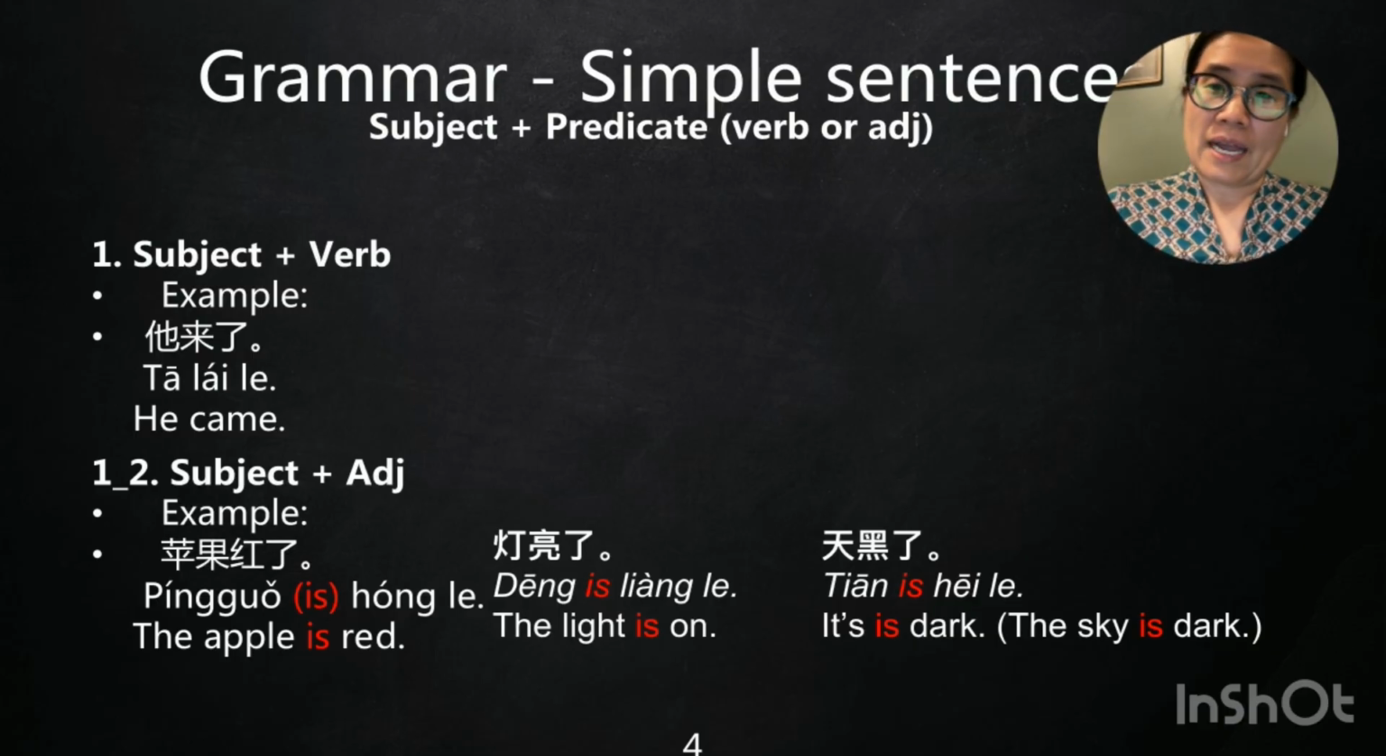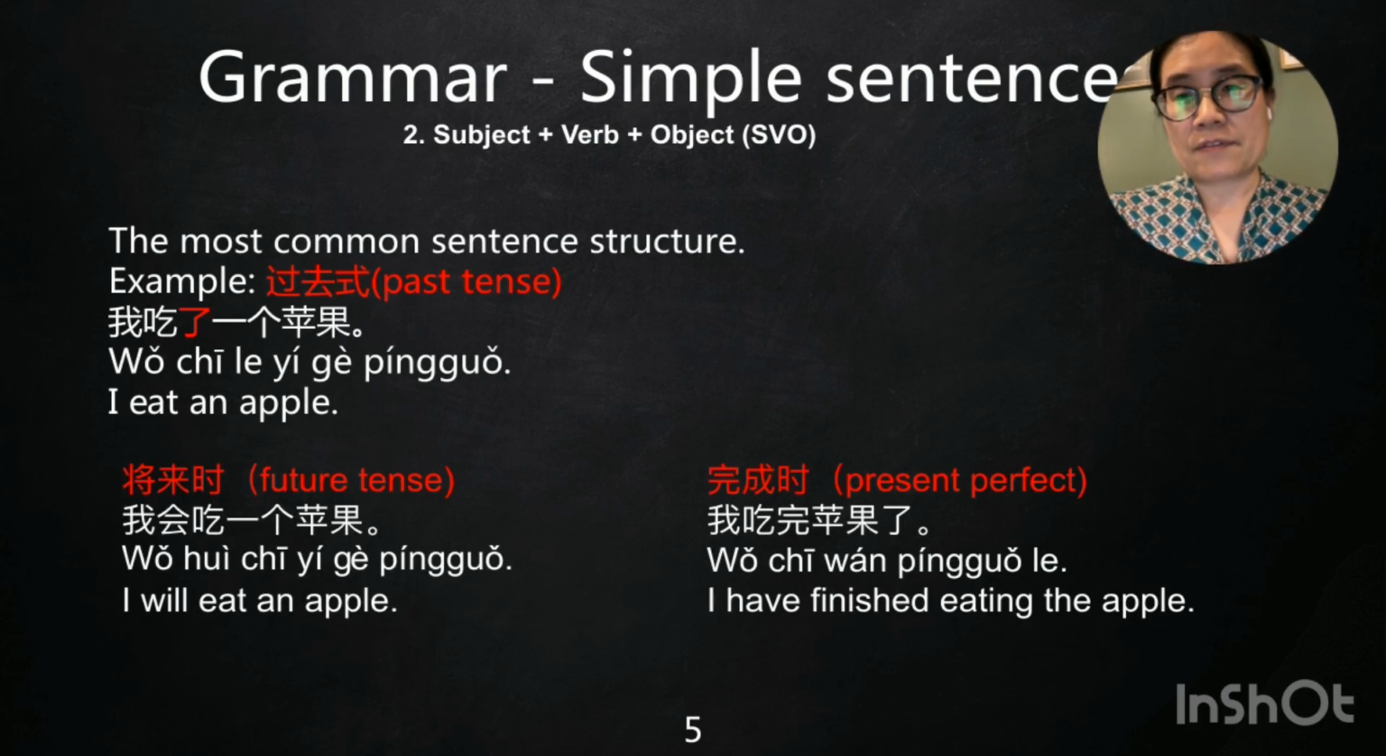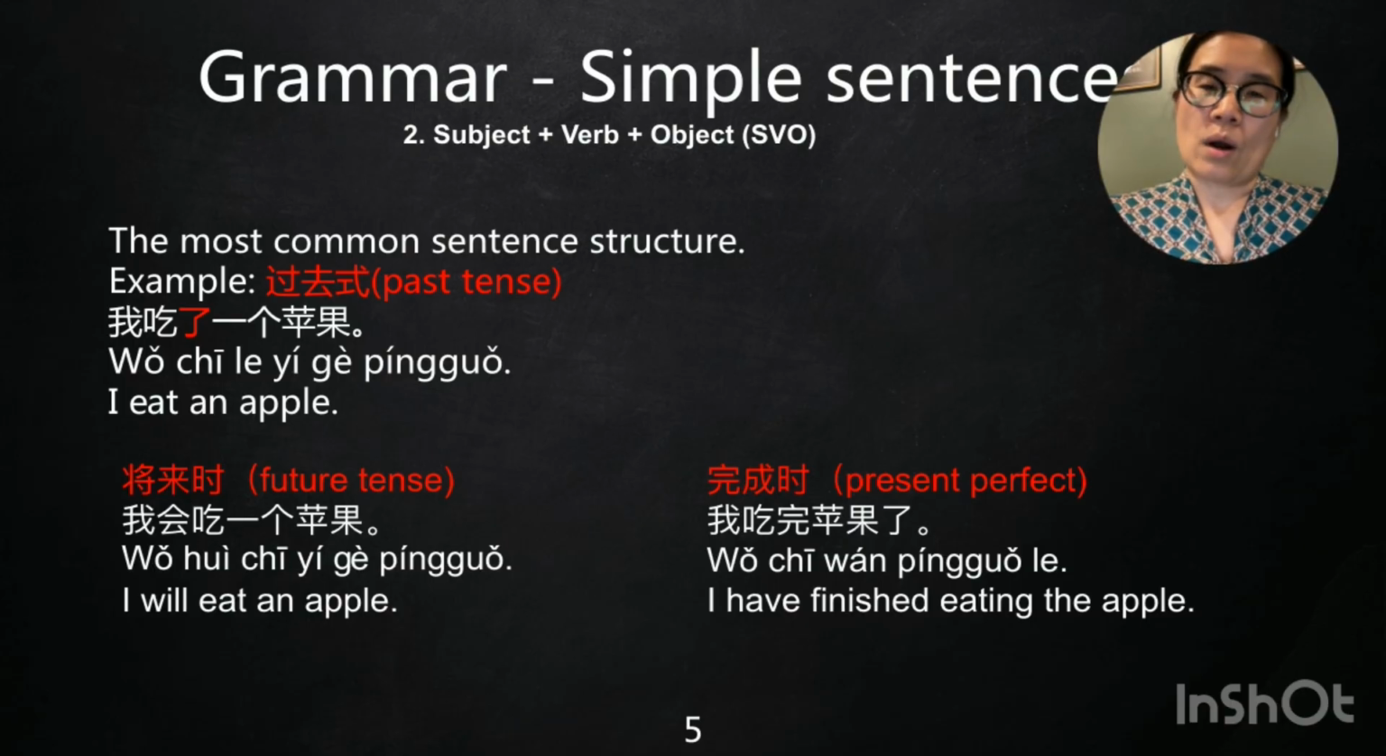For example, he is a singer, you are a teacher, in those situations. Next, let's look at the subject, verb, and object structure, or SVO structure. This is the most common sentence pattern in Mandarin. For example, in the past tense, we can say 我吃了一个苹果, which means I ate an apple. If we want to say future tense, we can say 我会吃一个苹果. 会 means will. It indicates something that will happen in the future.